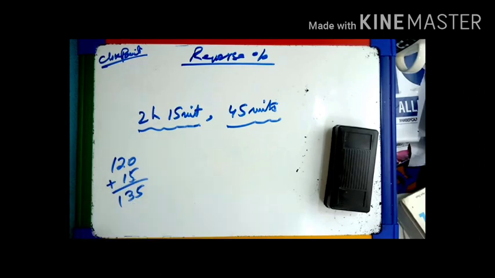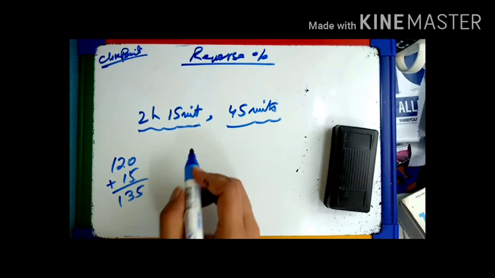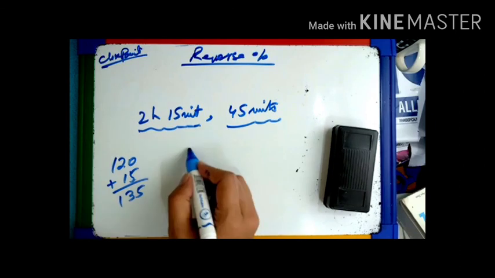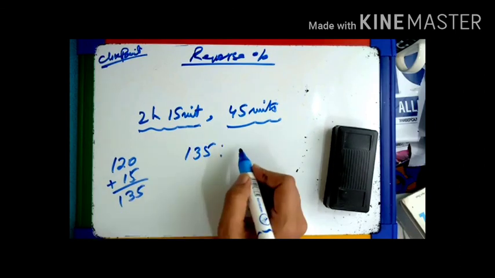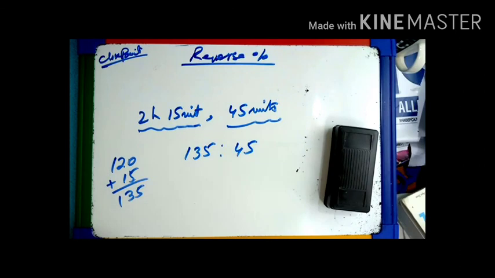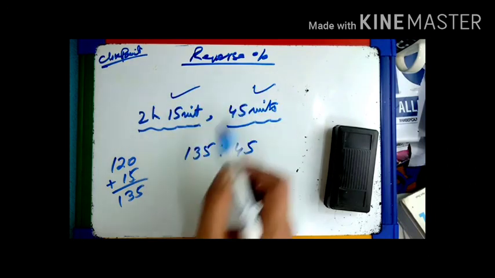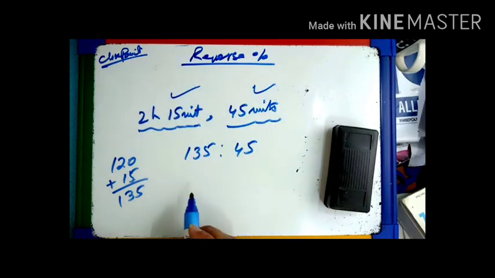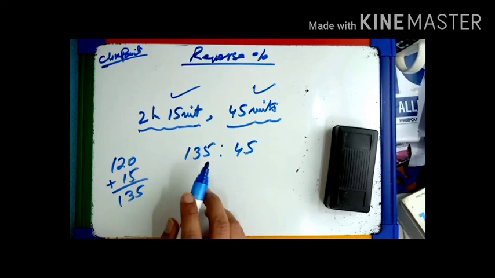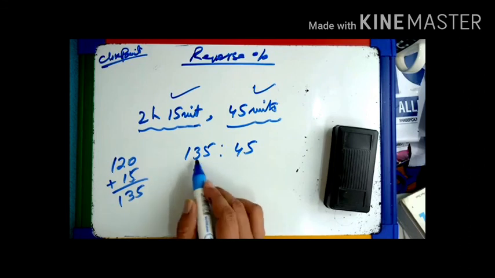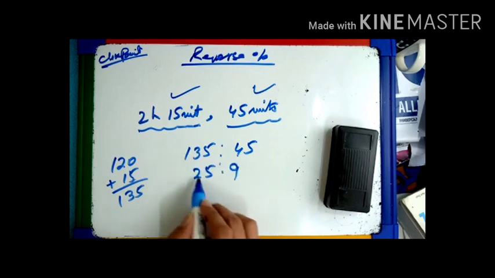So now I will write it in the ratio. 135 to 45. I want to convert the first quantity into the second one. Now, by which number can I divide these two? 5. Okay, so 5 2s are 10, 5 5s are 25, and 5 9s are like this. This is the simplest form, right?